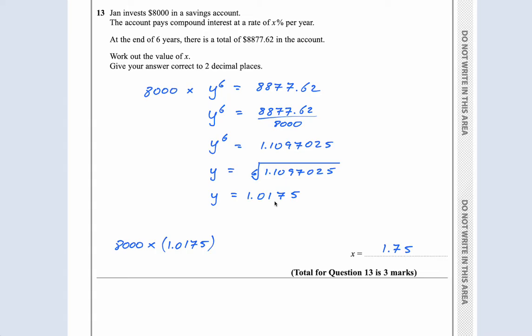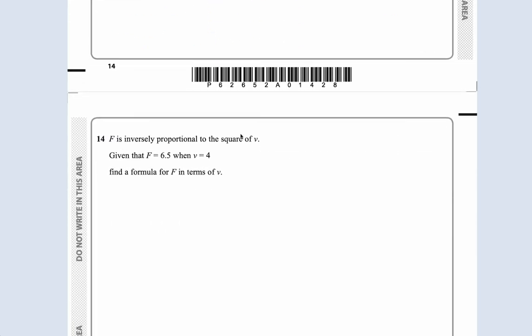It's the interest rate percentage that the account is paying. Okay, hope that makes sense, guys. If you actually do that, like if you do 8,000 times 1.0175, you will get a number pretty close to that. Maybe not exactly because we've rounded, but you should get a number very near it. Okay, that is question 13.